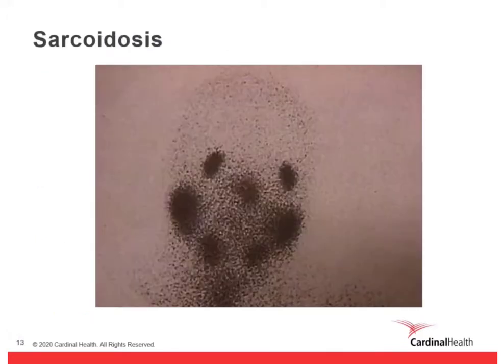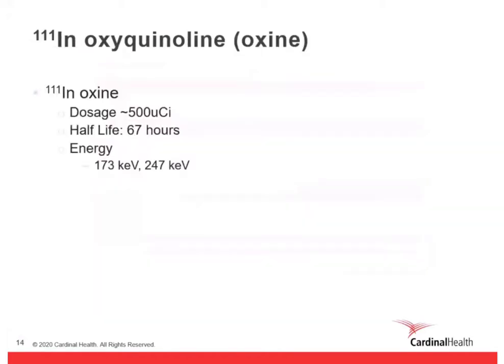So this is just an image of what we would see in a patient who's going to test positive for sarcoidosis. Typical uptake pattern here. We see what we call the panda sign with uptake in the parotid, the salivary, and the lacrimal glands. So, all right, that's the review of gallium-67. Moving on to indium-111 oxine.